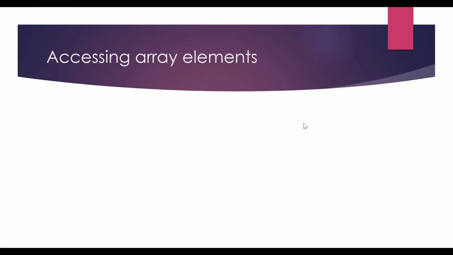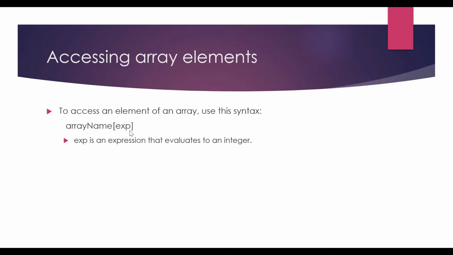Now that we have our array ready, we can access the array elements using the index. To access the array elements, we'll use this syntax: the array name, and then in square brackets, an expression that represents the index of the element that you want to access. This expression evaluates to an integer, and this integer will be the index of the element that we want to access.